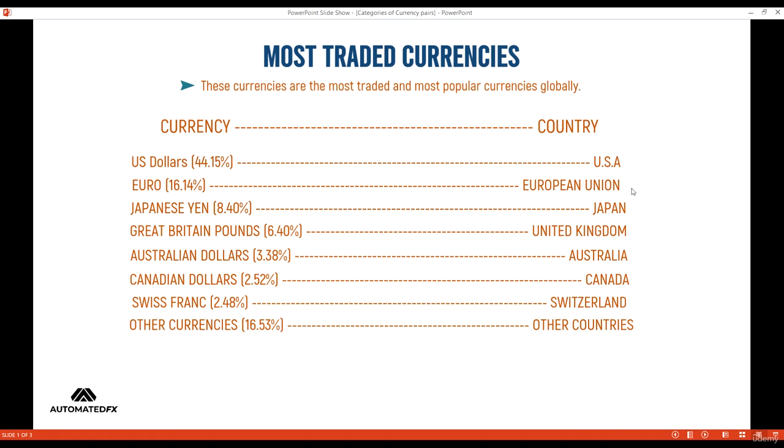Now, in this section, we have the countries these currencies are associated with. The US dollar is associated with the United States of America. The euro is associated with the European Union. The Japanese yen with Japan, the Great Britain pound with the United Kingdom, the Australian dollar with Australia, the Canadian dollar with Canada, and the Swiss franc with Switzerland, and other countries. So these are the most traded currencies globally. This is something you should note.